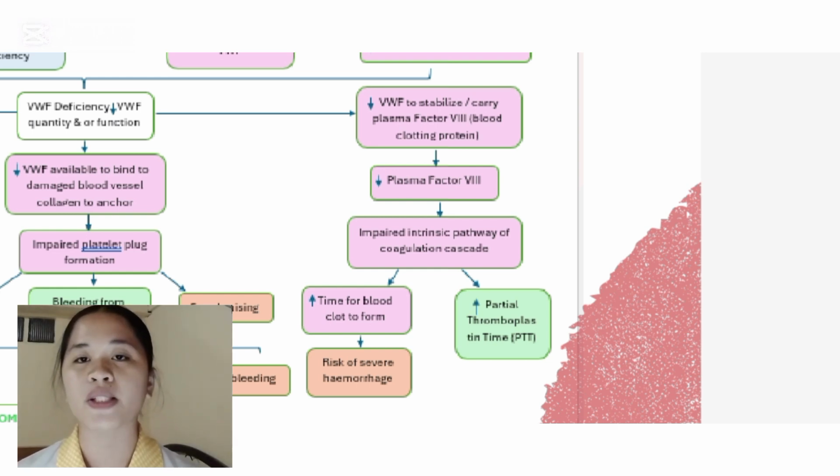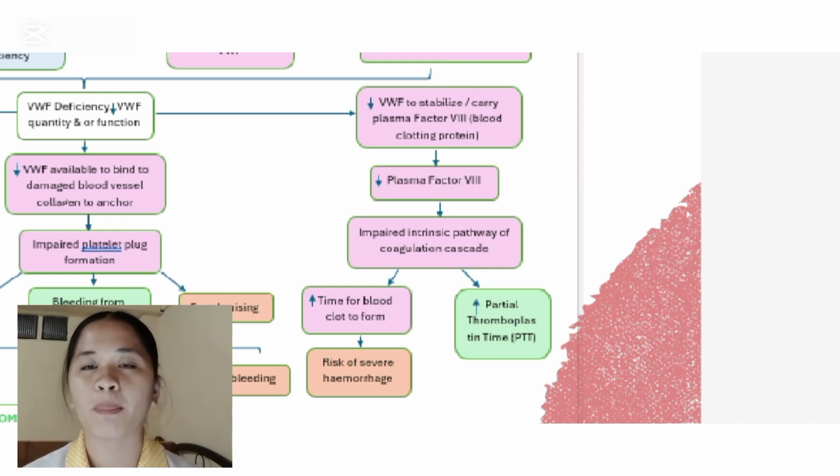Factor VIII levels drop as a result of inadequate stabilization by the von Willebrand factor, and this further compounds the bleeding risk since factor VIII is crucial for the clotting process. This leads to an impaired intrinsic pathway of the coagulation cascade. The deficiency in the von Willebrand factor disrupts the intrinsic pathway of coagulation, which relies on a series of interactions between clotting factors to form a stable blood clot, which will further result in increased time for blood clot formation and elevated partial thromboplastin time, or the PTT.